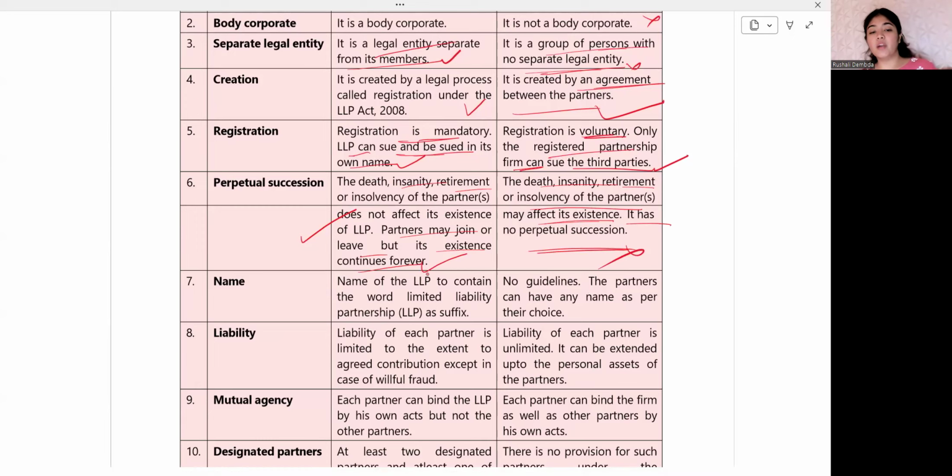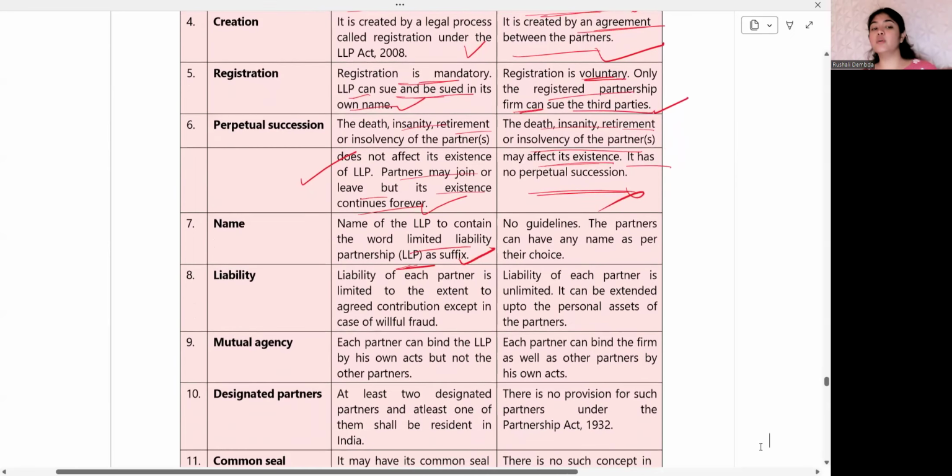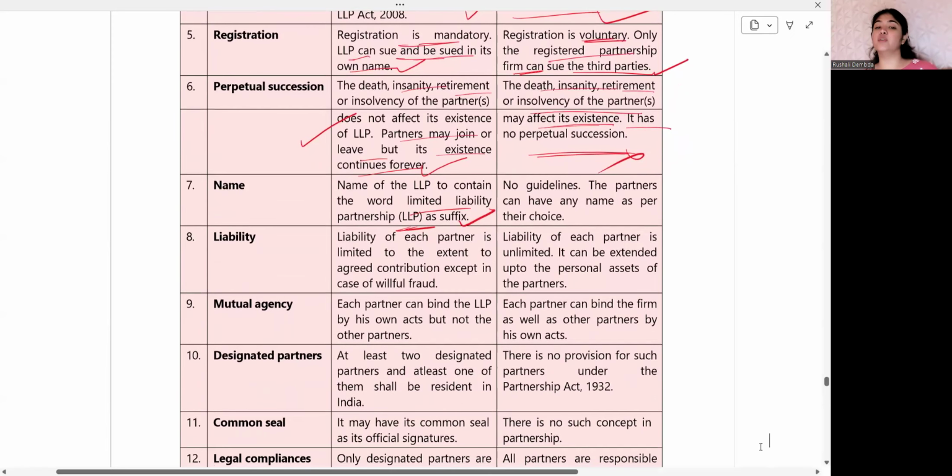Name of LLP must contain the words LLP as a suffix. In partnership, no guidelines: partners can have any name as per their choice. They can use any name. That's why I told you ABC and Company. That is what they use, because they don't have any guidelines. They don't have any restrictions on them.